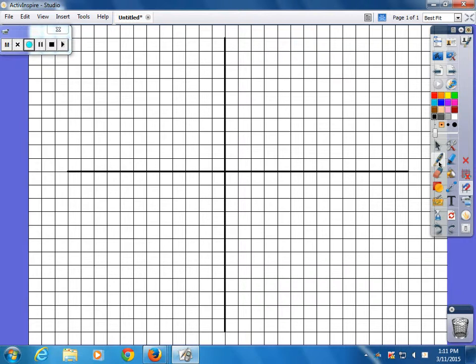Alright, so we've got a y-axis and we've got an x-axis. This is positive infinity going that way. This is negative infinity going this way. Y, positive infinity going this way, and negative infinity going this way. So there's your two axes. They cross at the origin. The origin has the coordinate of 0, 0.